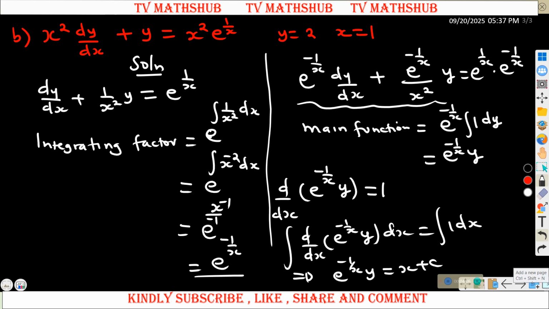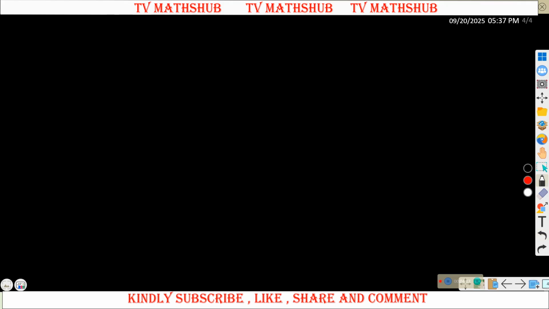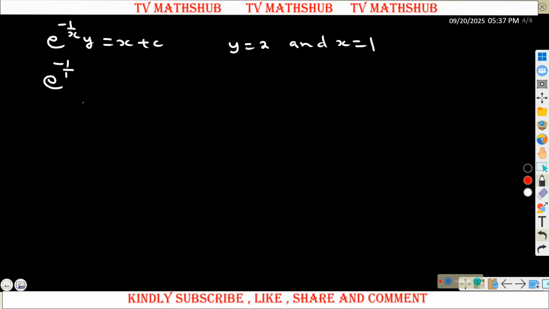From here, we are given x is 1 and y is 2. We have e to the power negative 1 over x times y, which is equal to x plus c. But we are given that y is 2 and x is 1, so we shall substitute for that. e to the power negative 1 over 1 times 2 is equal to 1 plus c. This is the same as e to the power negative 1 times 2, that is 2e to the power negative 1, which is equal to 1 plus c.